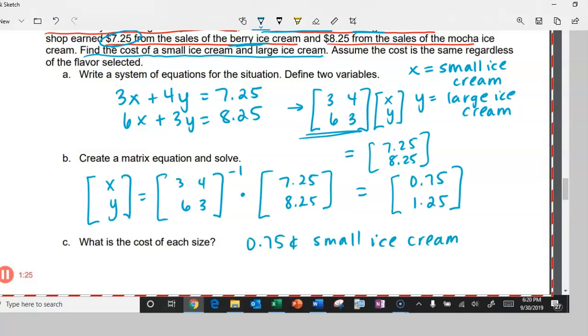Everybody get the point. And then here, $1.25, large. Okay, and that's that. All right, that takes care of that one. So I'm going to close out of this. Let's do 1 or 2 more.